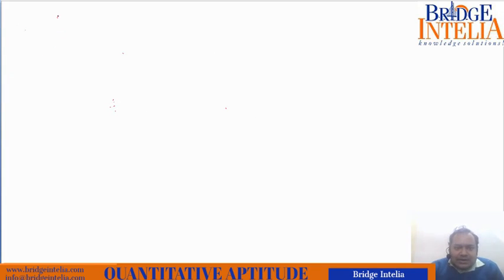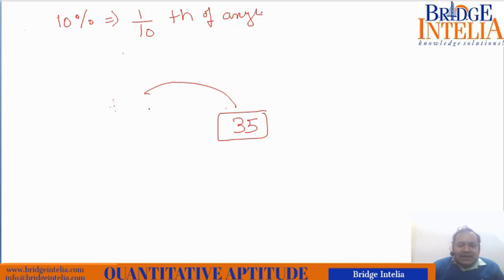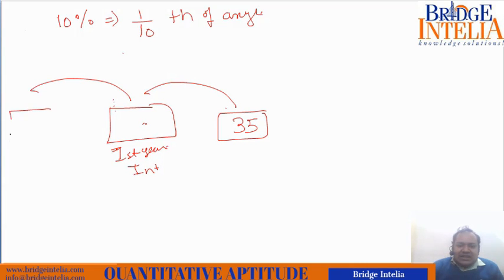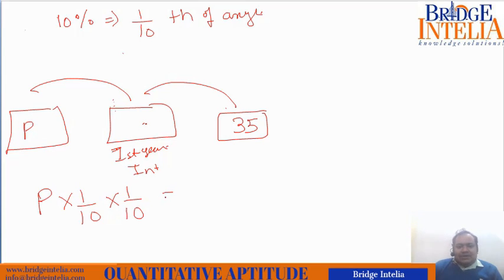So now, 10% is equal to 1/10th of anything. So this 35 rupees is 1/10th of this. And what is this? First year's interest. And first year interest is 1/10th of the principal amount. So you can say that principal amount into 1/10th into 1/10th is equal to 35. So principal is equal to 3500.